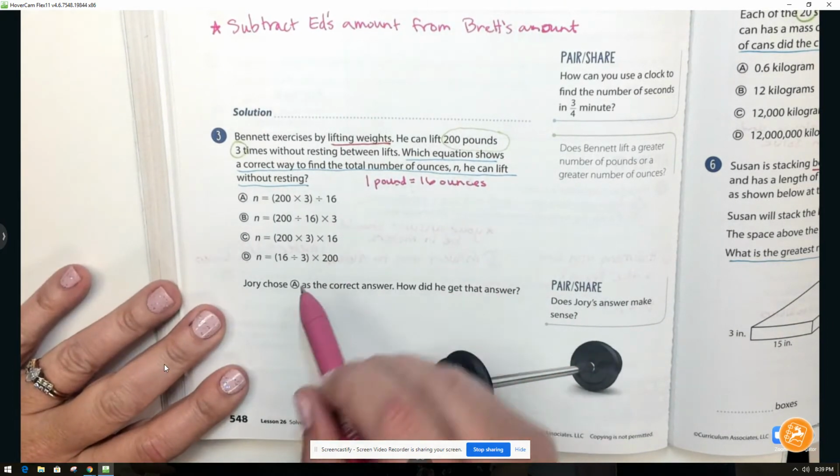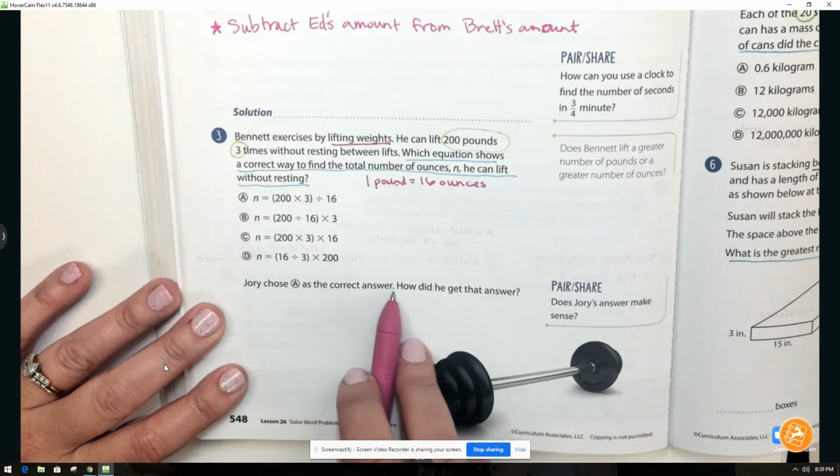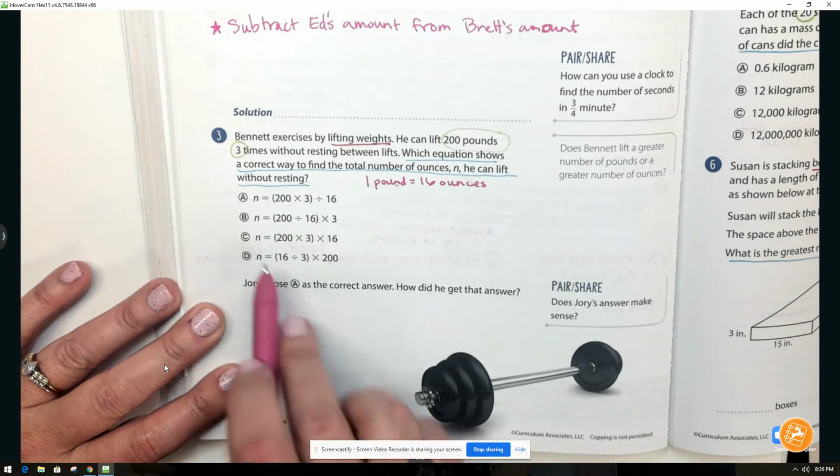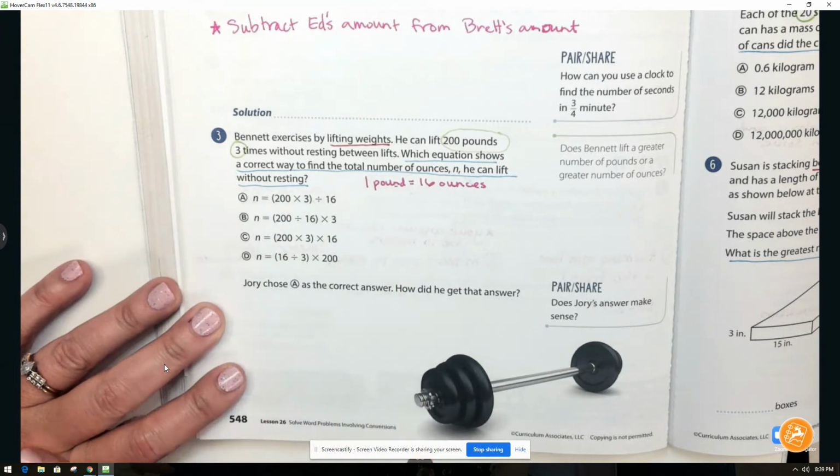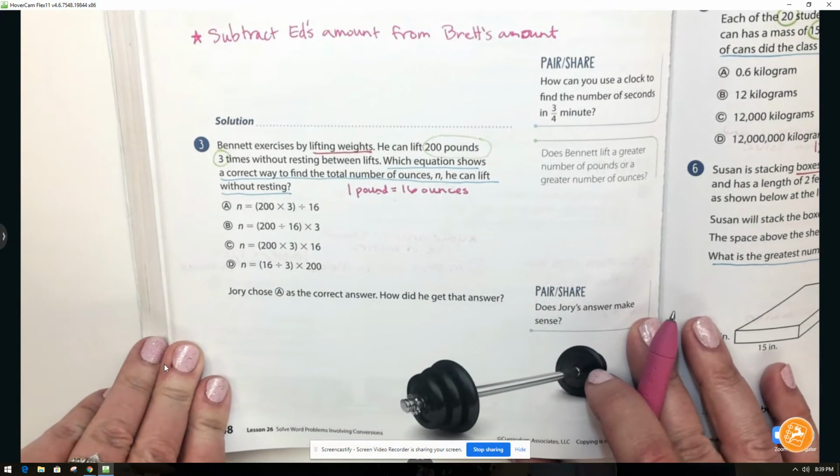All right. Jory chose A as the correct answer. How did he get that answer? So if A is correct, just show your work. If A is not correct, then tell me what you think Jory did wrong.